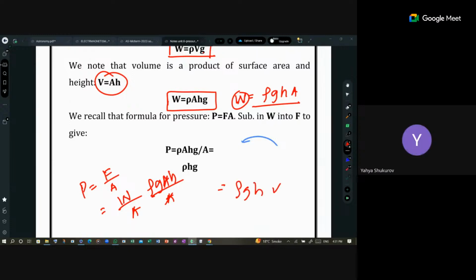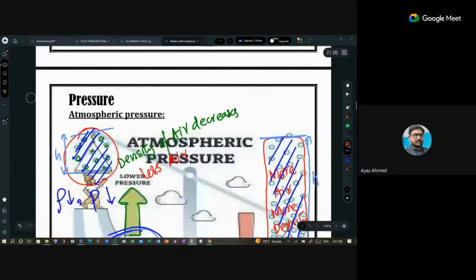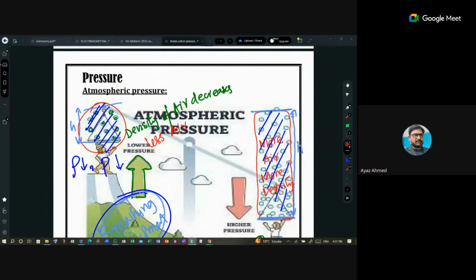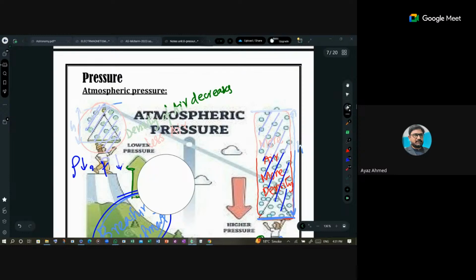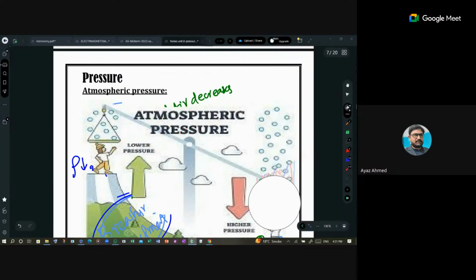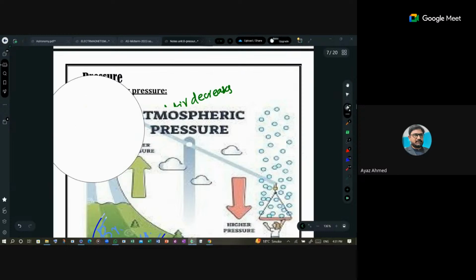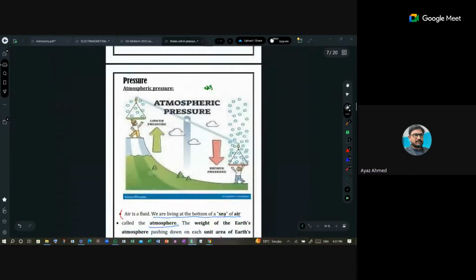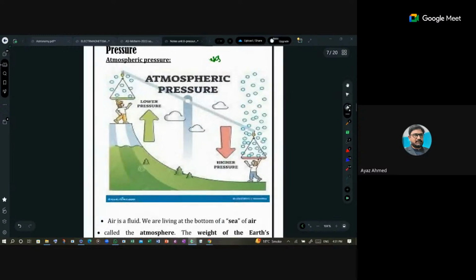Okay. So here, let's talk about atmospheric pressure. That was all about liquid pressure. So remember this thing, there would be some questions asked to you from liquid pressure, and we can handle those questions with this knowledge. Now let's talk about atmospheric pressure. What does atmospheric pressure do? Atmospheric pressure is basically the pressure due to gases.